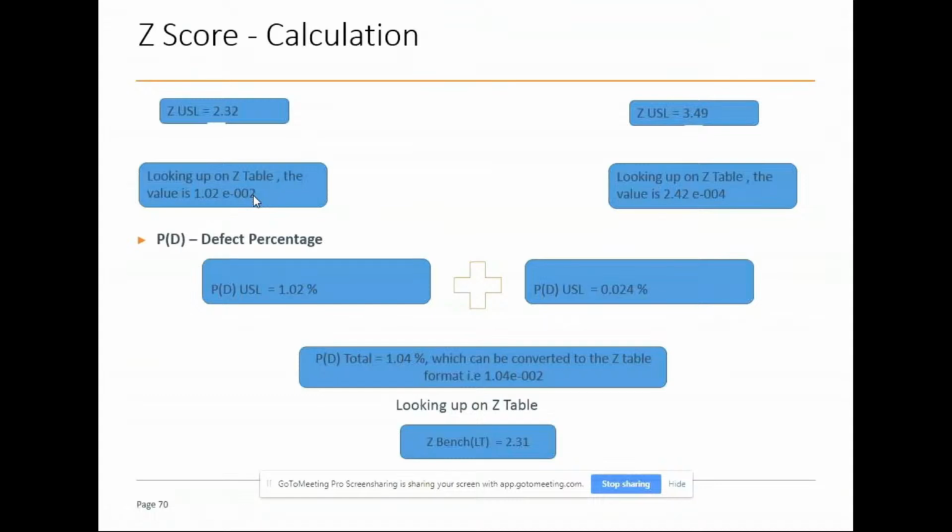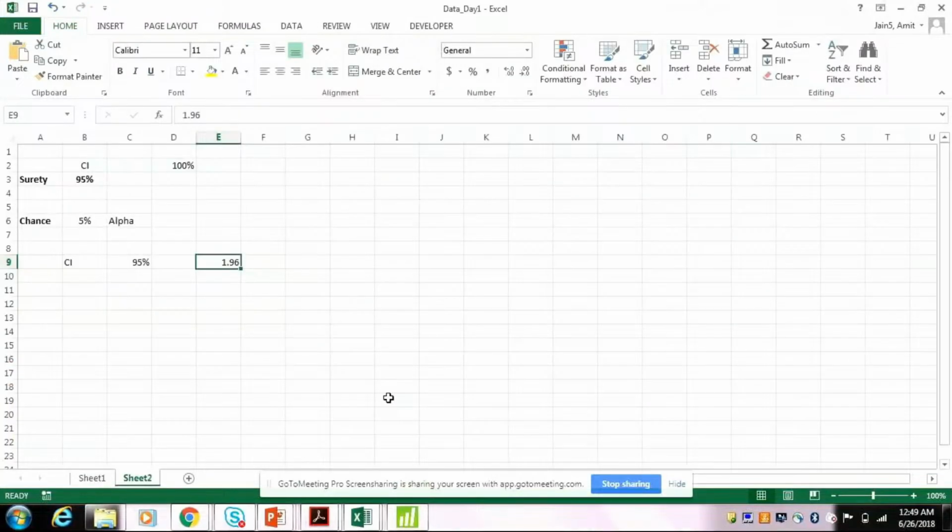1.02 E exponential 002 can be written as 1.02 divided by 100. So whatever digits you have in the exponential would become the number of zeros in the denominator. You with me? Okay. E exponential, so 1.02. So let me just go to the Excel. So 1.02 E exponential 002.